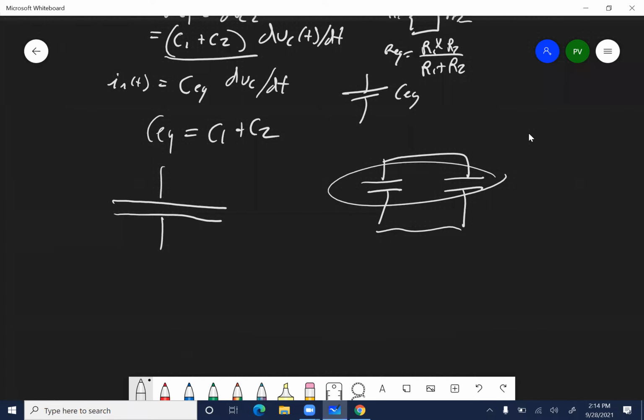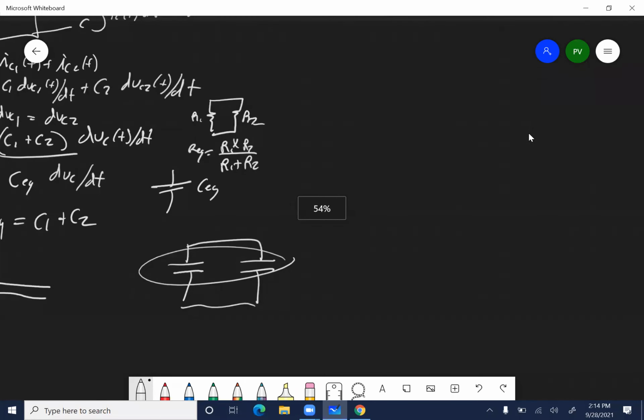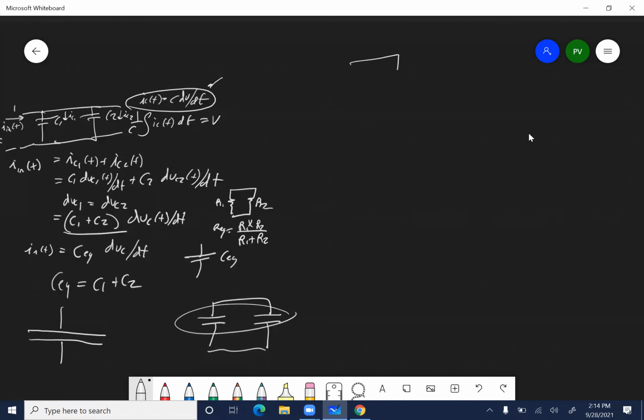So just because I have more plates, I haven't increased the depth of the insulation. So there's nothing that I need to do there. Okay. So that's how I can prove that one. We can also prove this one here.